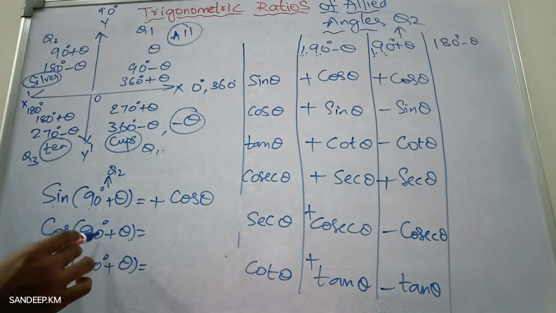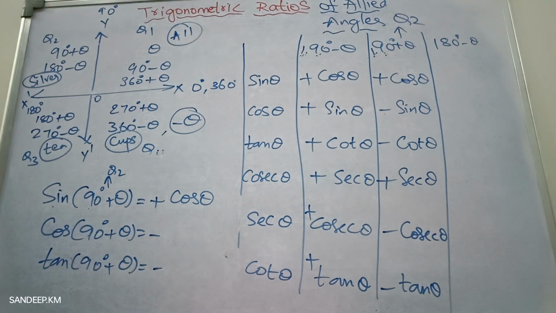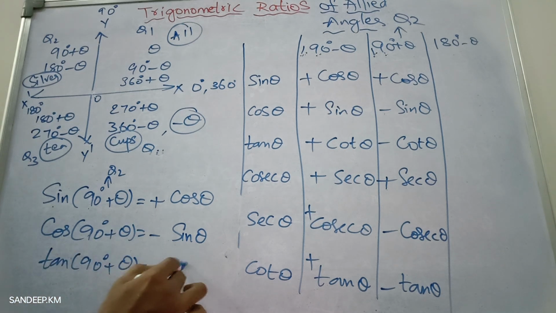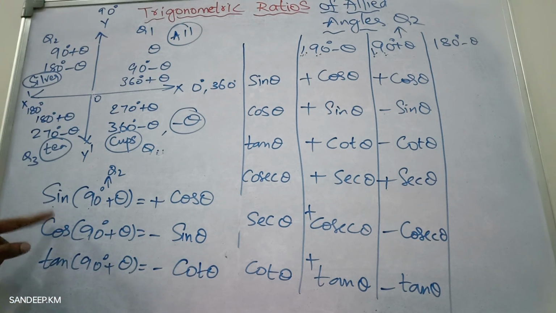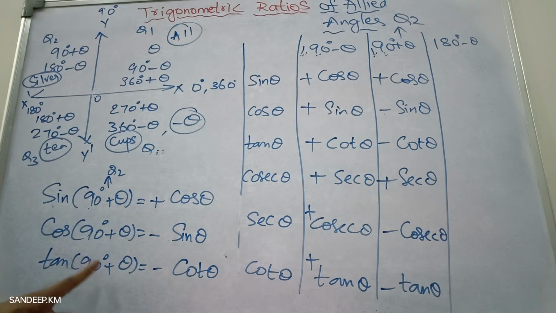In the same way, this is an angle in the second quadrant. Cos is negative, tan is also negative. 90 is 1 times 90, an odd multiple of 90, so there is a change. Cos becomes sin and tan becomes cot theta. Therefore, sin of 90 plus theta is plus cos theta. Cos of 90 plus theta is minus sin theta. Tan of 90 plus theta is minus cot theta. So this is how you can understand this.